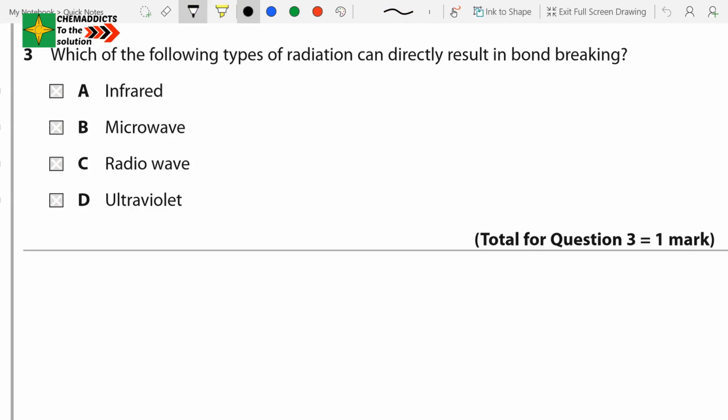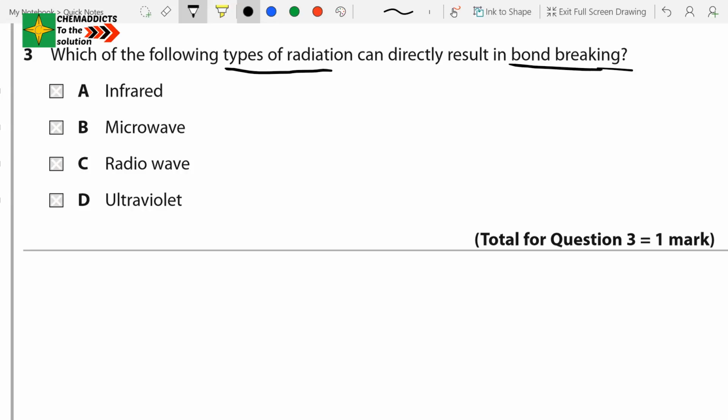At first let us read this question. Which of the following types of radiation can directly result in bond breaking? So here the main thing is the type of radiation which results in bond breaking. They have asked which type of radiation can break a bond, as simple as that. To know that, we need to recall the reaction of chlorine with alkane.